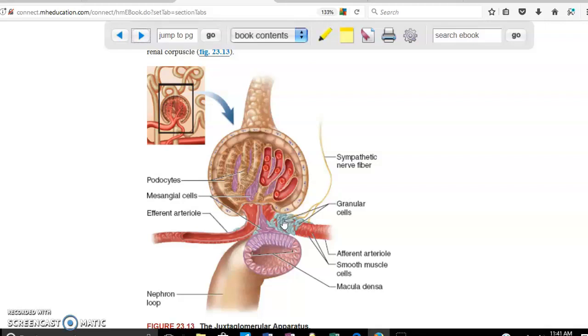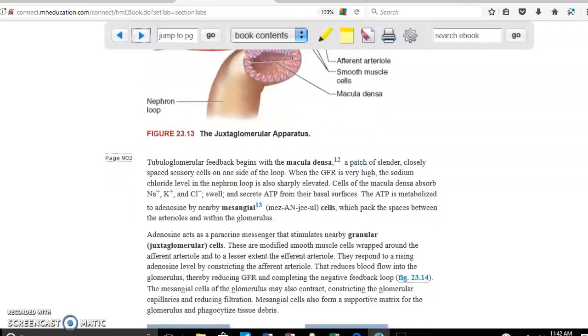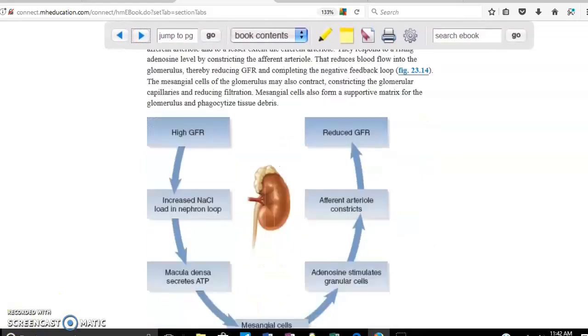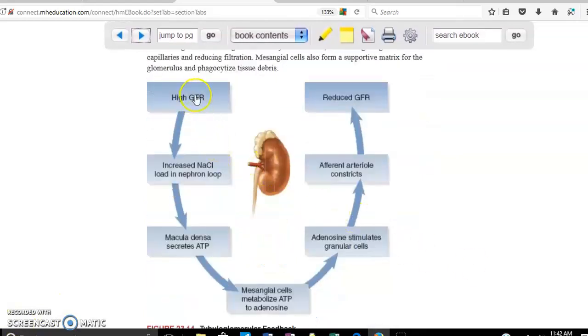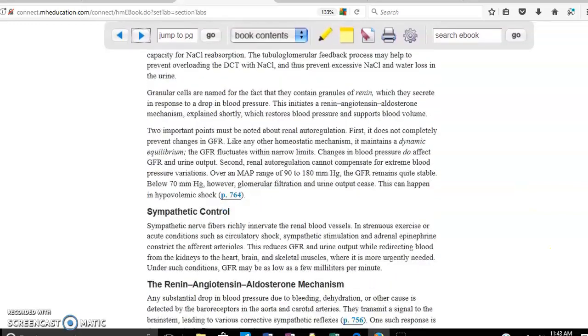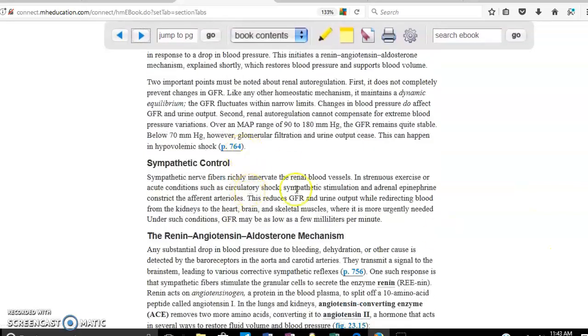The granular cells, in addition to producing vasoconstriction, produce renin. Renin is part of the renin-angiotensin-aldosterone mechanism. So if we scroll down, we can see here the juxtaglomerular apparatus. We say we filter a lot of salt, high filtration. Eventually, you produce vasoconstriction, you reduce the filtration, therefore you reduce the amount of salt. If you scroll down, right here you have sympathetic control. We said we redirect the blood to areas where we need it. The next topic, the renin-angiotensin-aldosterone mechanism.